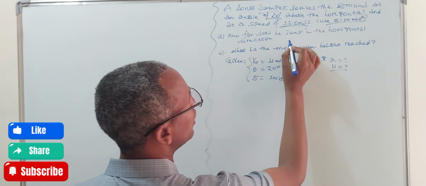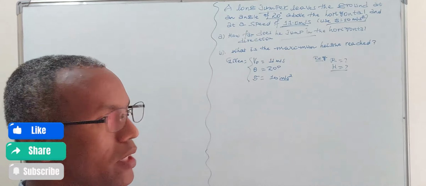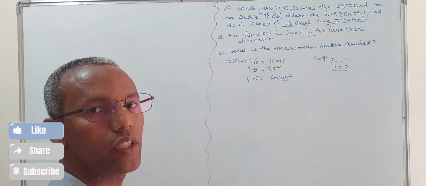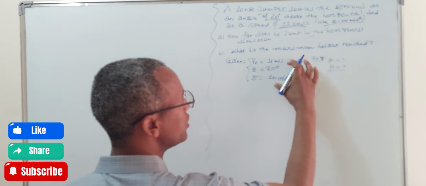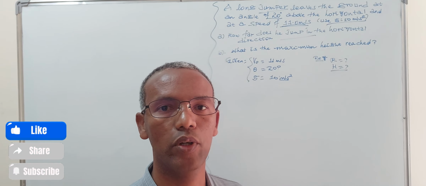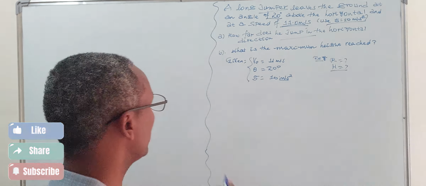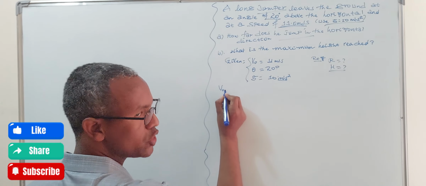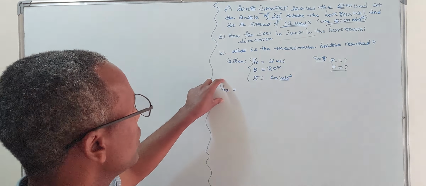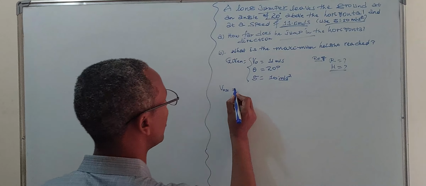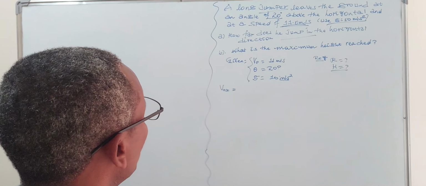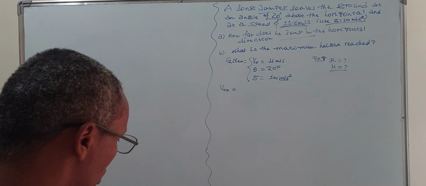To calculate the horizontal displacement, we need to understand a couple of terms. We have the given terms, so you need to understand the horizontal component as well as the vertical component. From the equations of projectile motion, v sub o x is equal to v sub o cosine of theta.